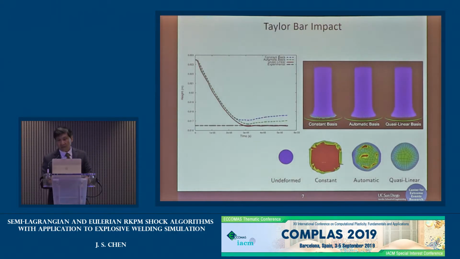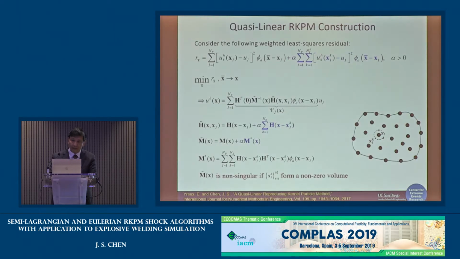Okay, so to see how this works here, I take, again, another pretty standard benchmark problem, the Taylor bar impact problem. And let me get back a little bit here. So in the original approach, when there's no M star here, when M becomes singular, one simple approach to address that is to reduce the order of bases, right?